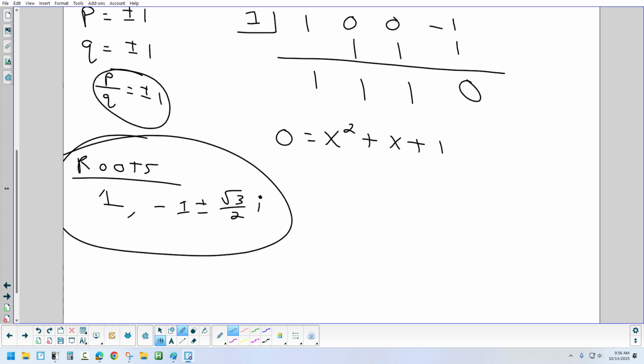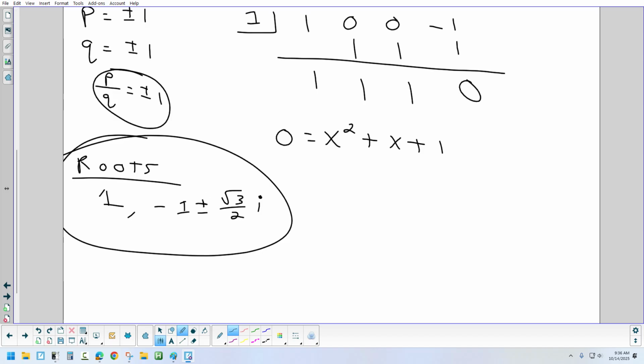Any questions on that? Yeah. I know that for the second root, you could also write it separately. For example, -1 plus root 3 over 2i and the other root separately. Which one would you prefer on a test?